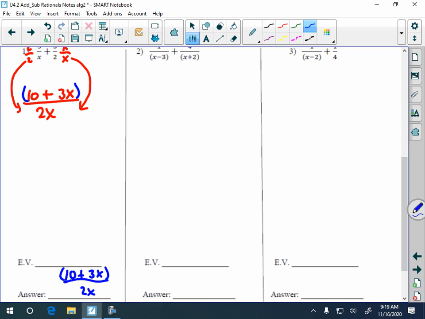Our excluded value, again, comes from our denominator from the original problem, and since we have a variable x, if you set that equal to 0 and solve it, you're going to get 0 for the excluded value.